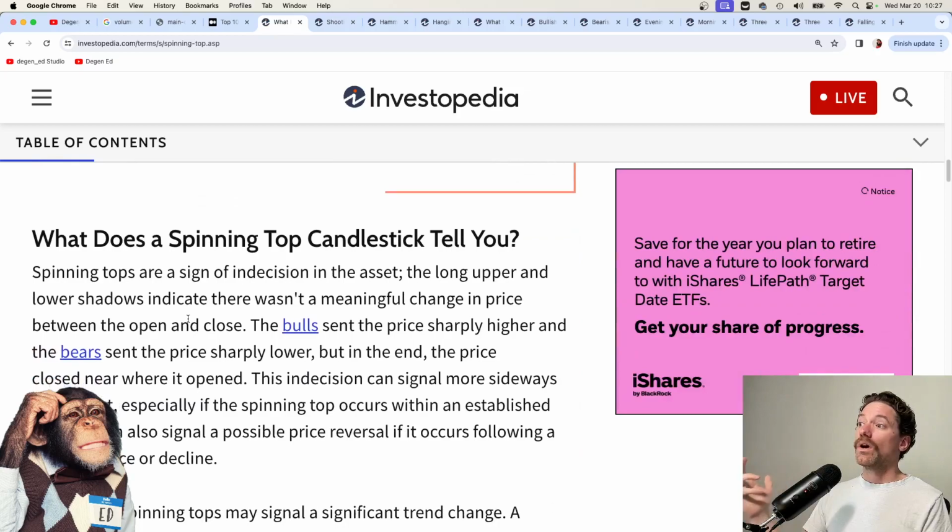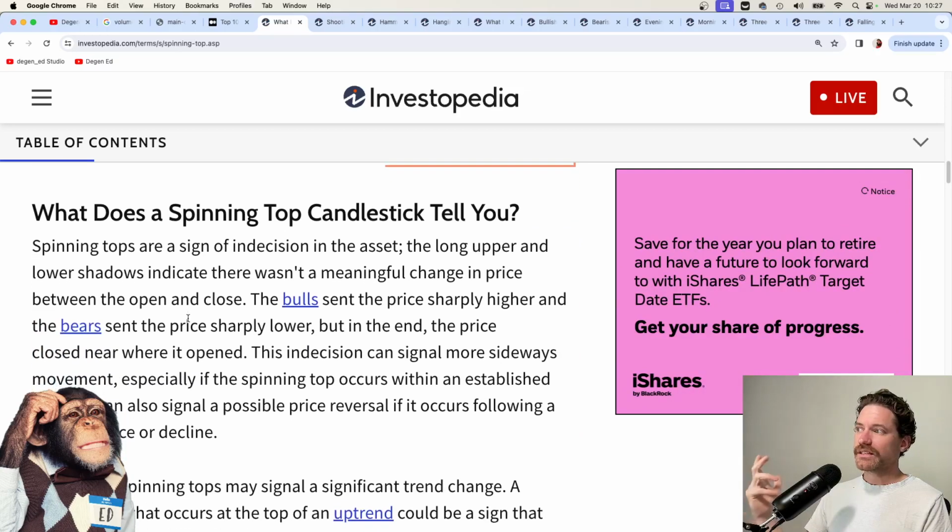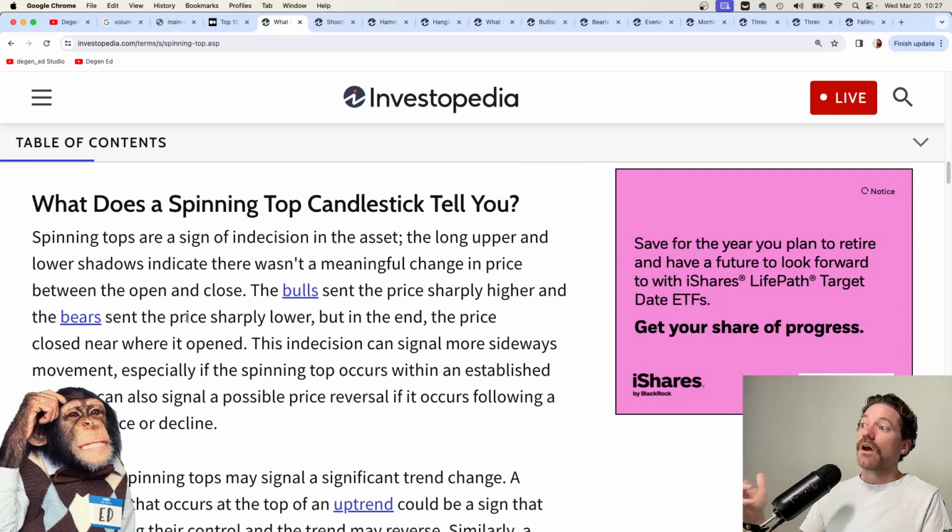And so what does a spinning top candlestick tell you? Spinning tops are a sign of indecision in the asset. The long upper and lower shadows indicate there wasn't much meaningful change in price between the open and close, and that the bulls set the price sharply higher and the bears sent the price sharply lower. But in the end, they met right around the middle.